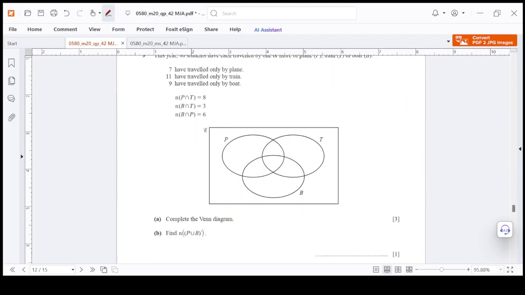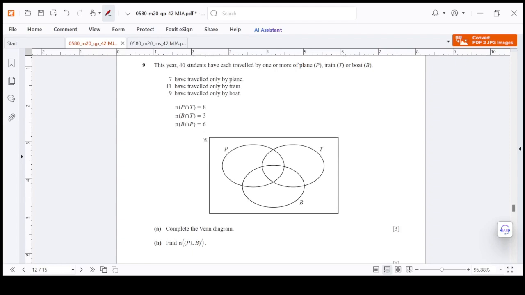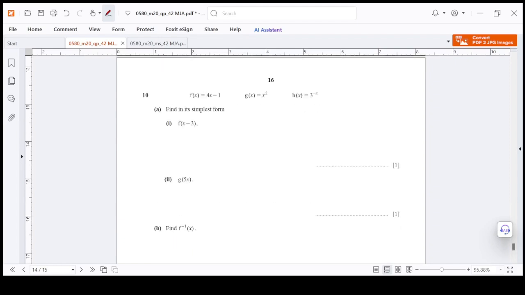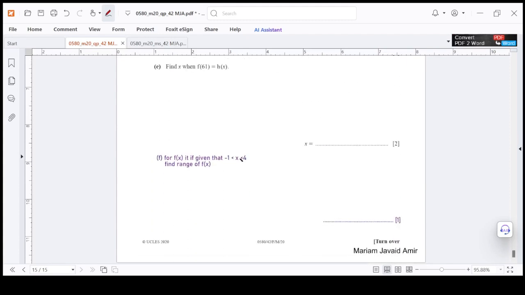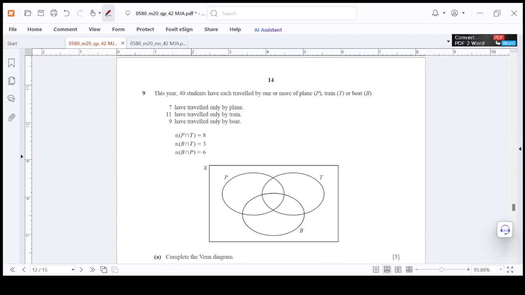When will this paper end? Okay. Almost there, guys. Don't worry. Hang in there. Just 2 more questions. You got that. Remember, no pain, no gain.